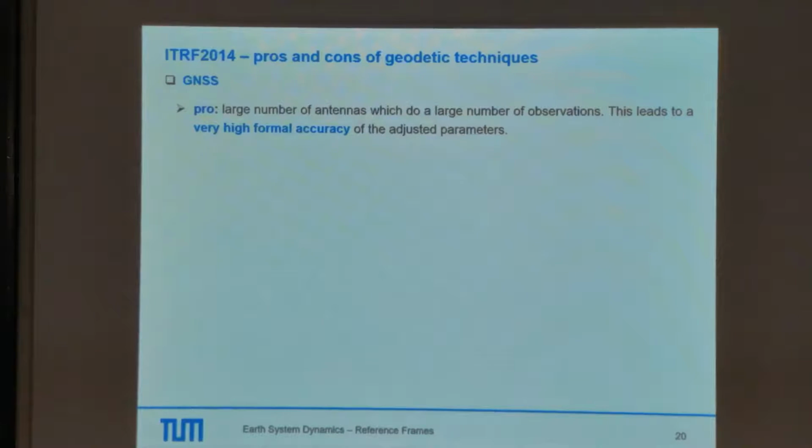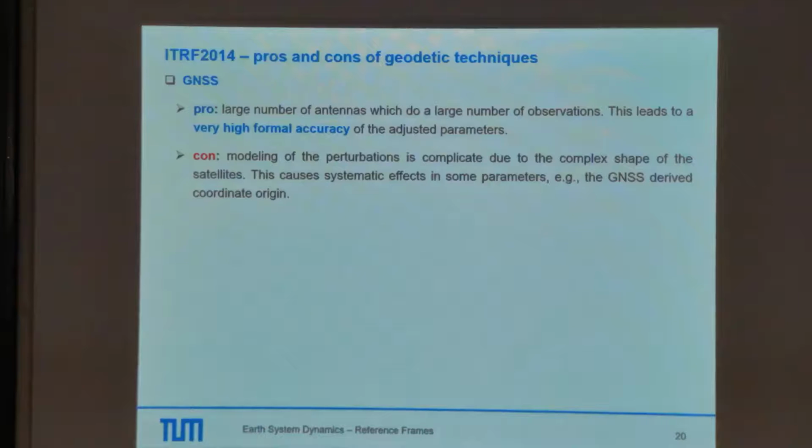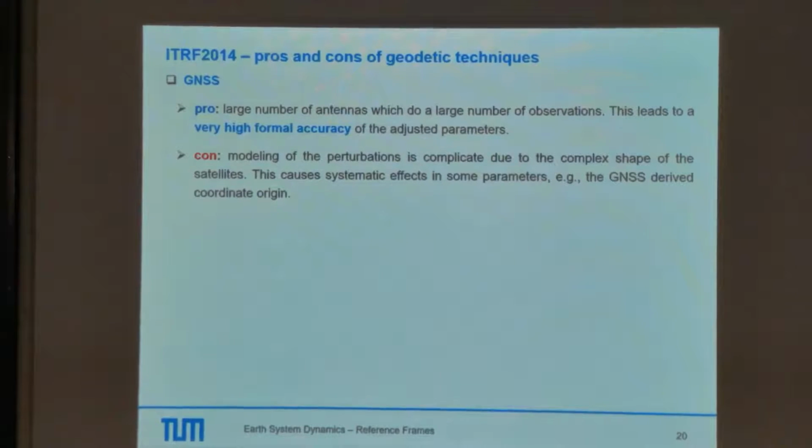The disadvantage is that the modeling of the perturbations of the satellites is really complicated, since the satellites have such a complex shape. They are really heavy, they have large solar panels which are then influenced by solar radiation, for example, and that's why this technique is not used for the origin realization, because we cannot do this accurately enough currently. The models for the satellites are not good enough, and that's why if you estimate an origin, or determine the point where the satellites are orbiting around, you have large variations in this point.